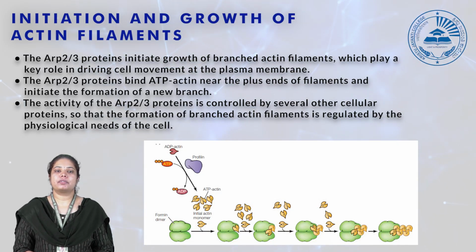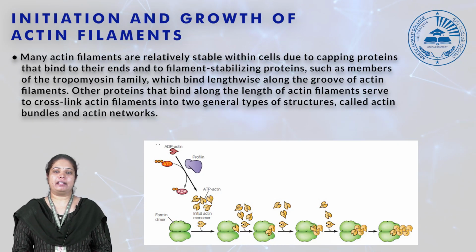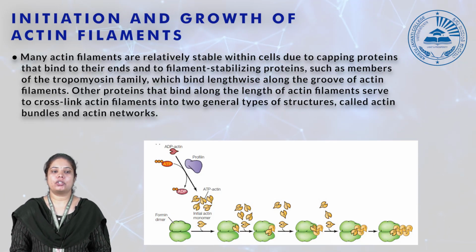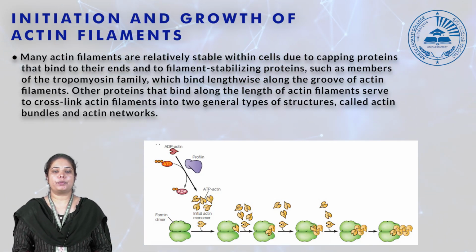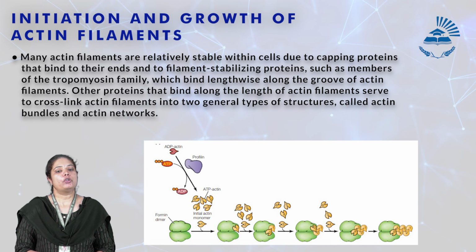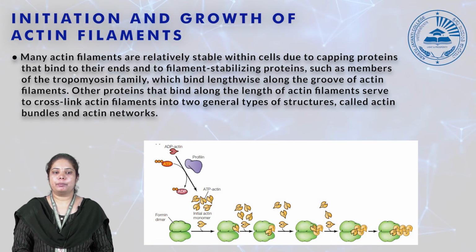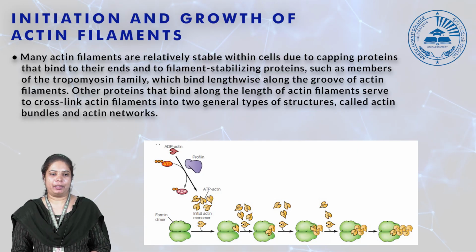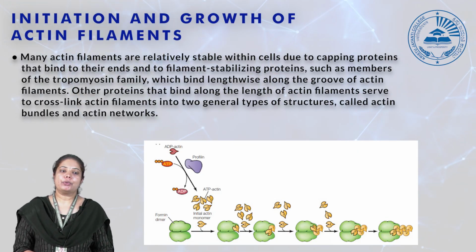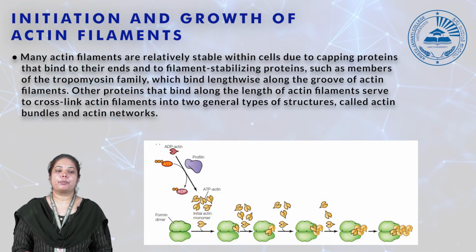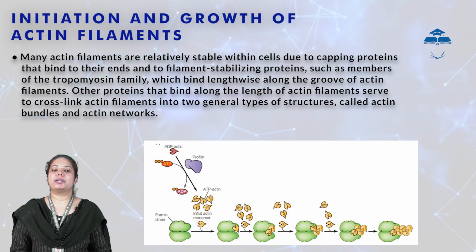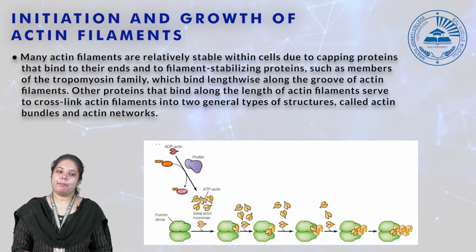And we have something to stabilize this entire actin filament. For stabilizing the entire actin filament, we have special proteins called capping proteins. We have two different types of capping protein. One is the plus end capping protein, the other is the minus end capping protein. The plus end capping protein binds to the plus end and protects it, whereas the minus end capping protein binds to the minus end and protects it.